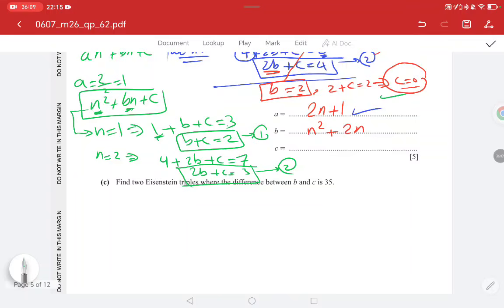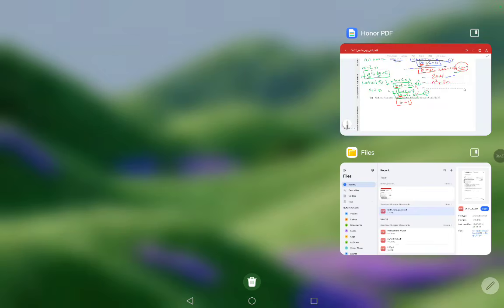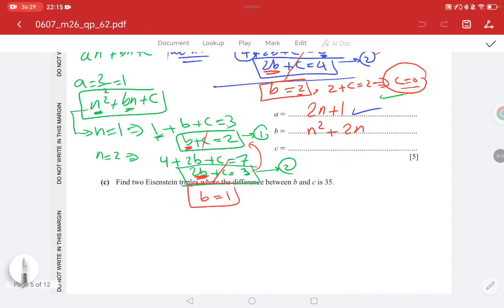Okay, now let's solve the two equations. Let's subtract. If you subtract this one from this one, 2b minus b is 1b, c minus c is 0, 3 minus 2 is 1. So b equals 1. If b equals 1 here, so what does c equal? c equals 1. So c equals 1.